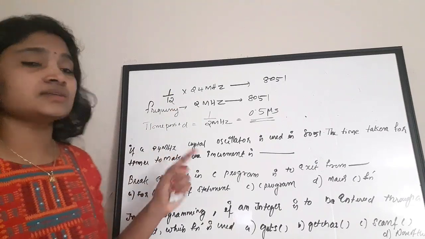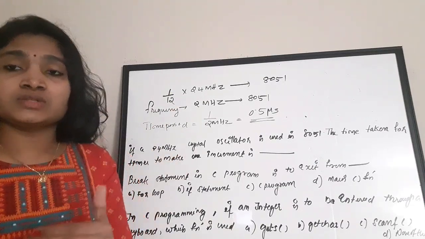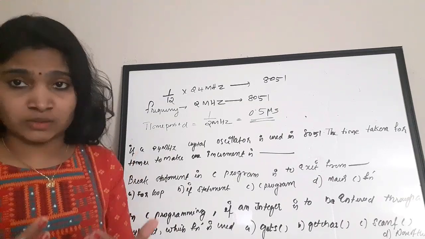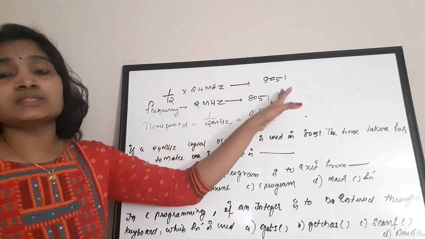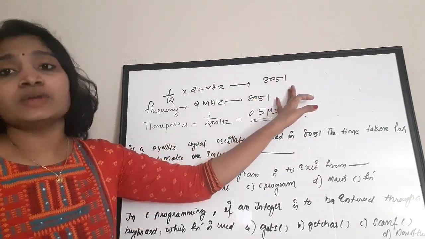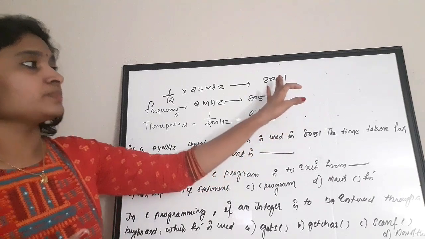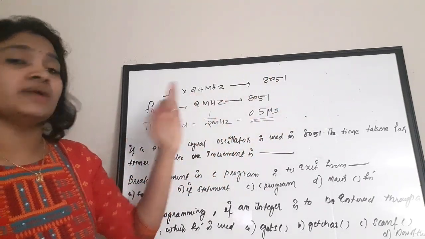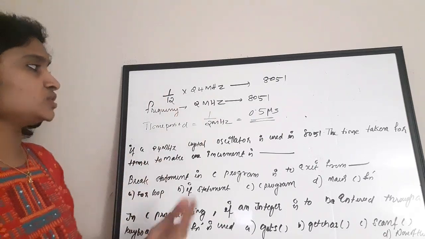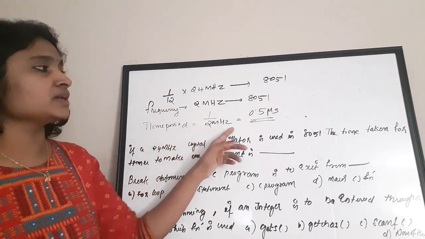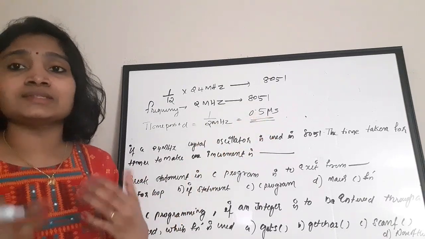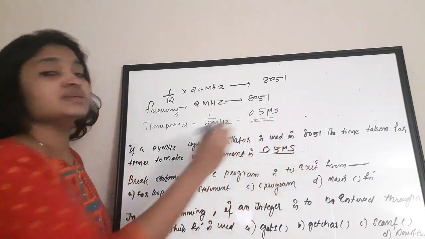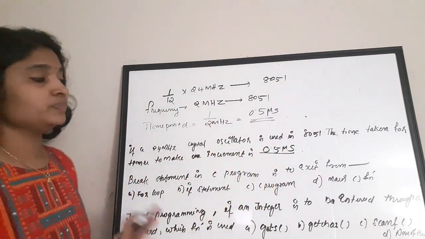Here the crystal oscillator frequency is given to you. We generally apply 1 by 12th of the crystal oscillator frequency to the 8051. That will be the working frequency of the 8051 chip or processor. 1 by 12th of 24 megahertz is 2 megahertz, which will be the frequency of operation. So the time period will be 1 by 2 megahertz, which is 0.5 microseconds taken by the timer to undergo one increment. So the correct answer is 0.5 microseconds. I hope this problem is clear.